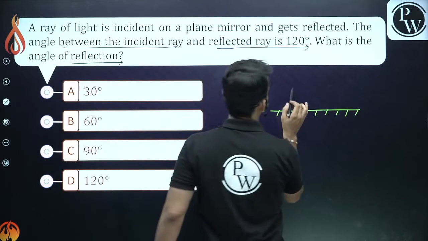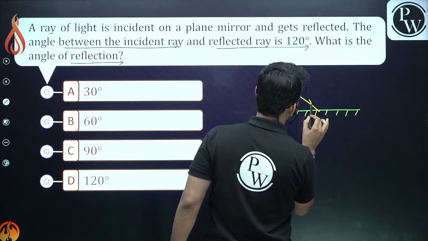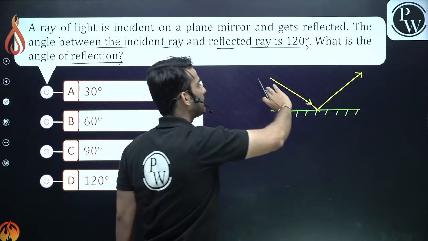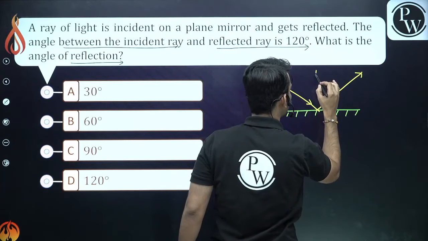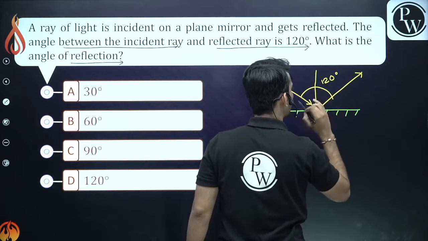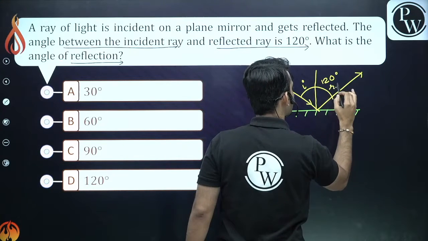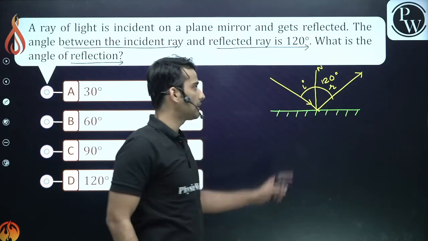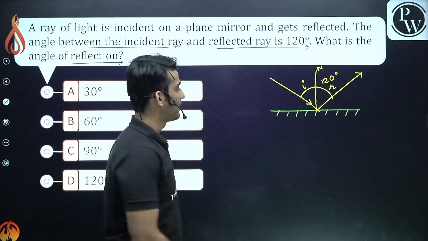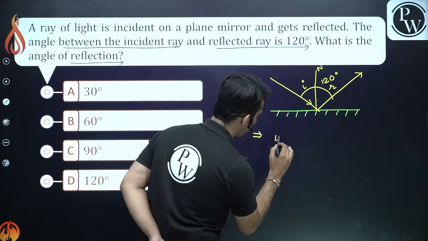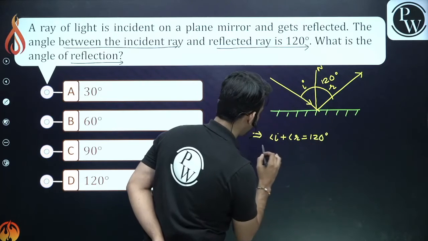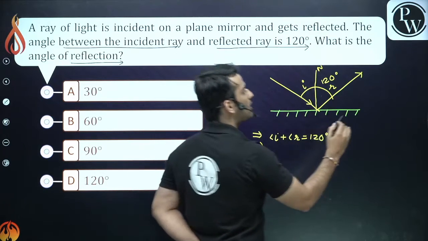So basically this is the incident ray, and this is the reflected ray. Now it has been stated that the angle between the incident and the reflected ray is 120 degrees. So guys, this angle is given as 120 degrees. This is the angle of incidence, this is the angle of reflection, this is the normal, this is I, this is R, and the total is 120 degrees. That is, if you look at the figure, angle I plus angle R is 120 degrees.